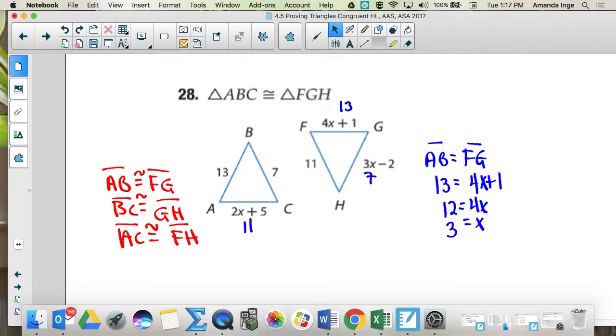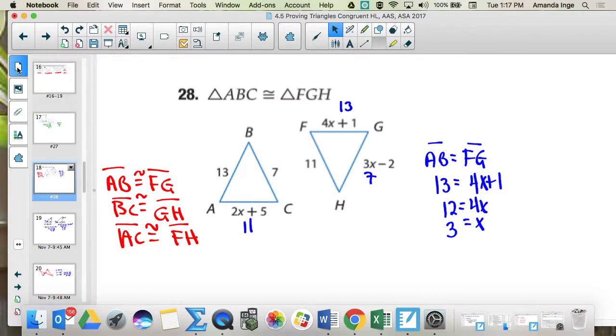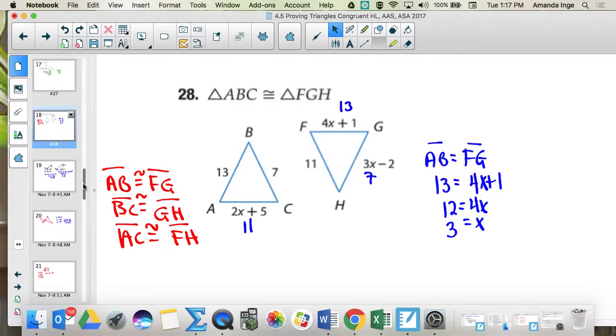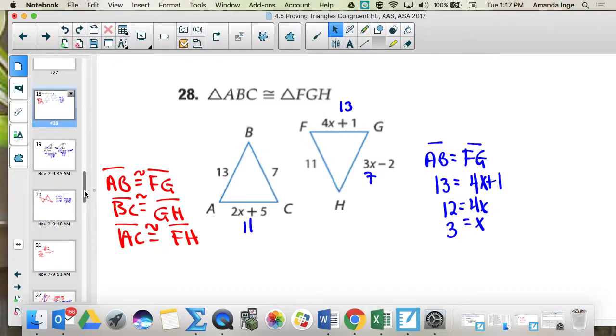Okay. Now, if they were not all equal to x, maybe some were y's, then you'd have to set those up. Everybody understand that? Okay, so that was pretty much all the homework exercises, or all the exercises that we went over.